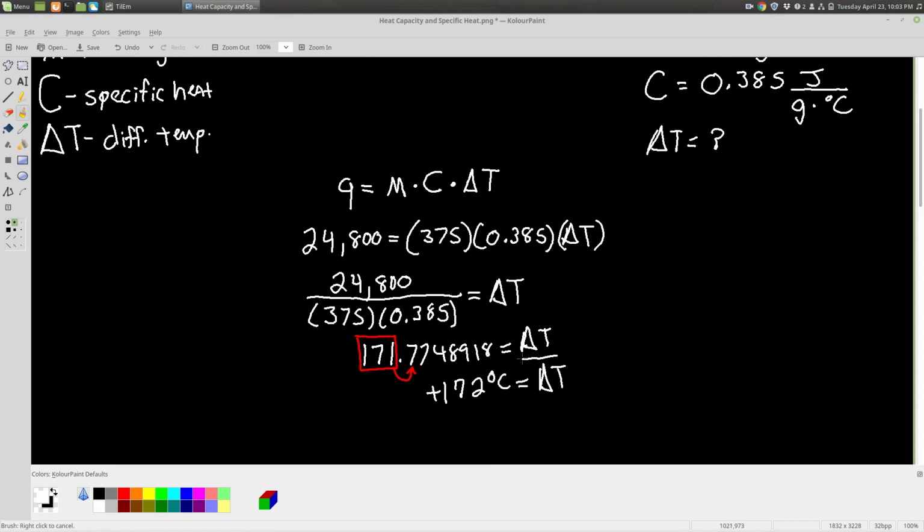Okay. Now you may have a professor or a high school teacher that teaches your chemistry that wants you to be very specific, so you might want to write a sentence out that the overall temperature increased by 172 degrees centigrade from its original temperature.